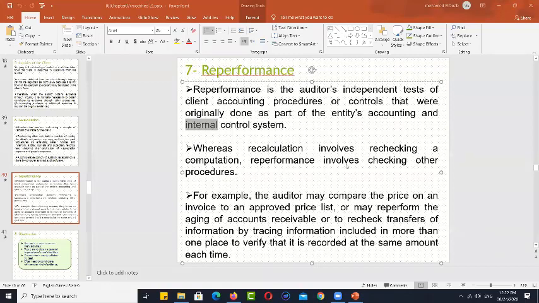But is it always about numbers? Re-performance is always about numbers? No. Recalculation is the one that is always about numbers, about calculations. But re-performance can be for non-numerical procedures. For example, for the internal control, in order for a student to join a class, he has to go to the bank and pay the fees.